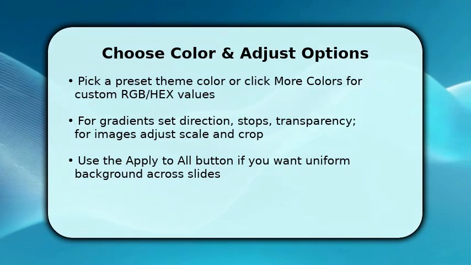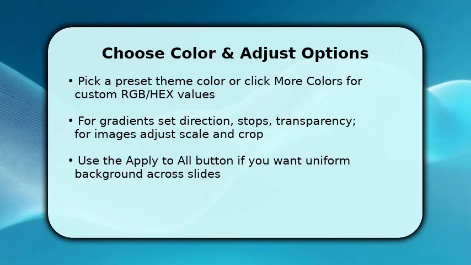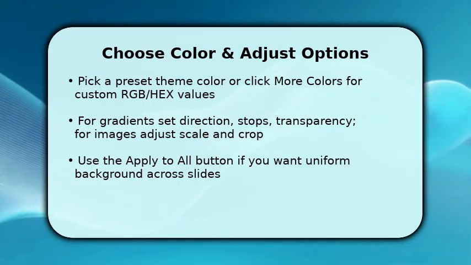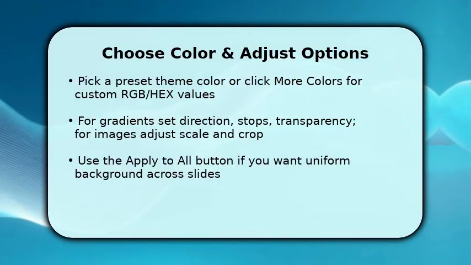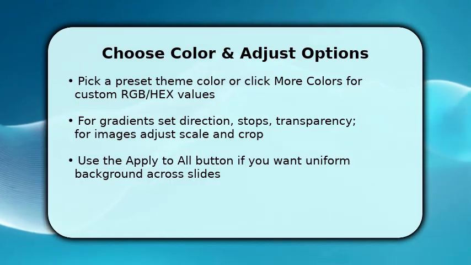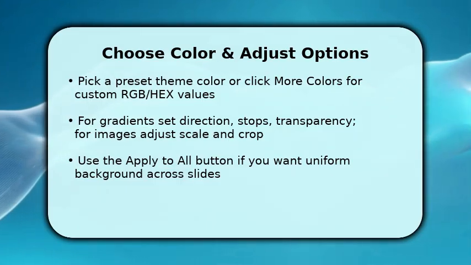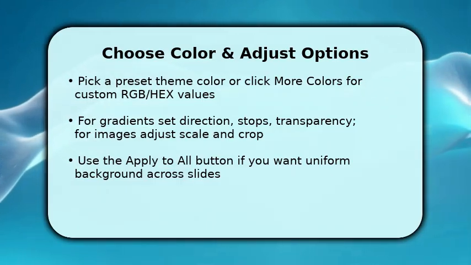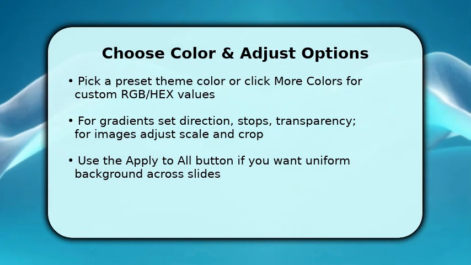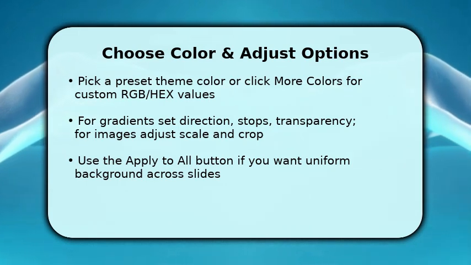Now focus on selecting and refining the color. Click a theme swatch or more colors to enter RGB or HEX values. You do this to match branding or accessibility needs. If you choose gradient, set stops, direction, and transparency to control depth. For picture fills, adjust scale, offset, and tile options so the image aligns. Once done, use apply to all when consistency is required. Otherwise, leave it slide-specific. These adjustments ensure legibility and visual balance throughout your deck.